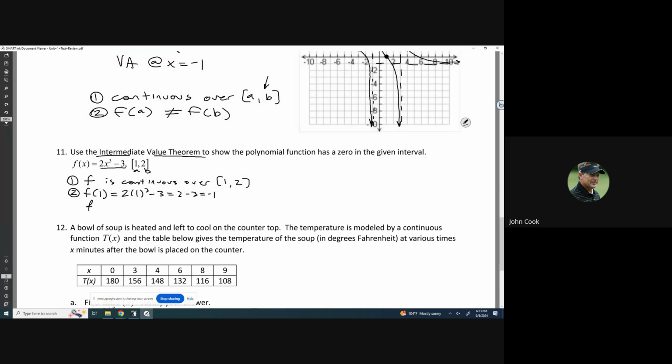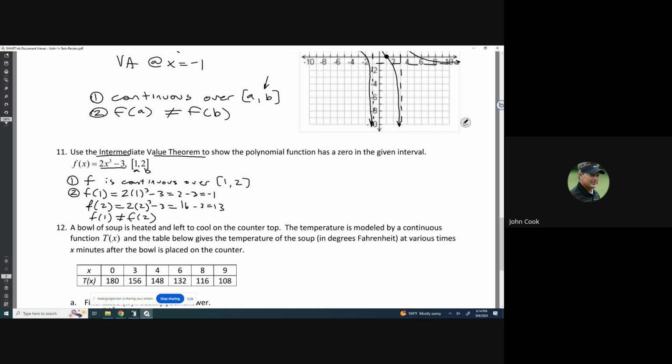And then I need to get the other one. So f of 2 now. I'm going to plug in 2: 2 times 2 to the 3rd minus 3. So 2 to the 3rd is 8, 8 times 2 is 16, so 16 minus 3 is 13. Okay, so I've got those 2 numbers, and sure enough, the second condition is true. f of 1 is not equal to f of 2.